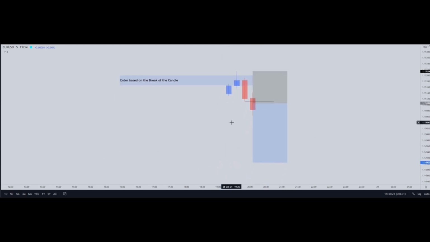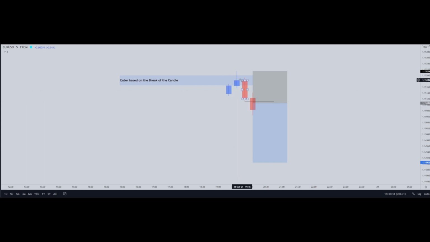Now here's something you can look at. This one is higher probability but not the best risk reward. It does depend on the candles and the time frame that you are on, and on spreads and so on. As you can see here, this is entering based on the break of the candle.